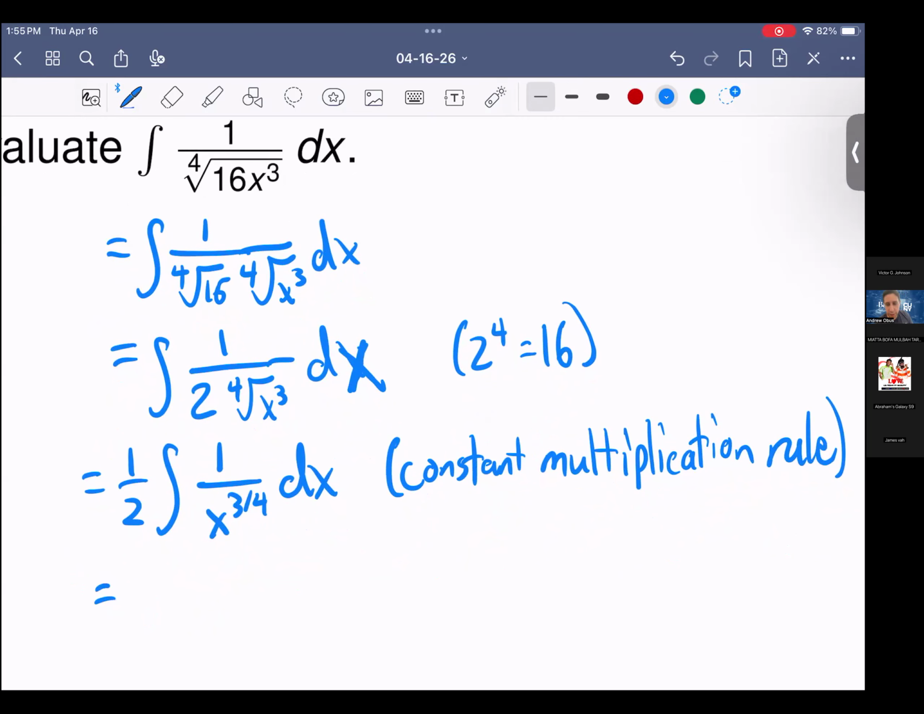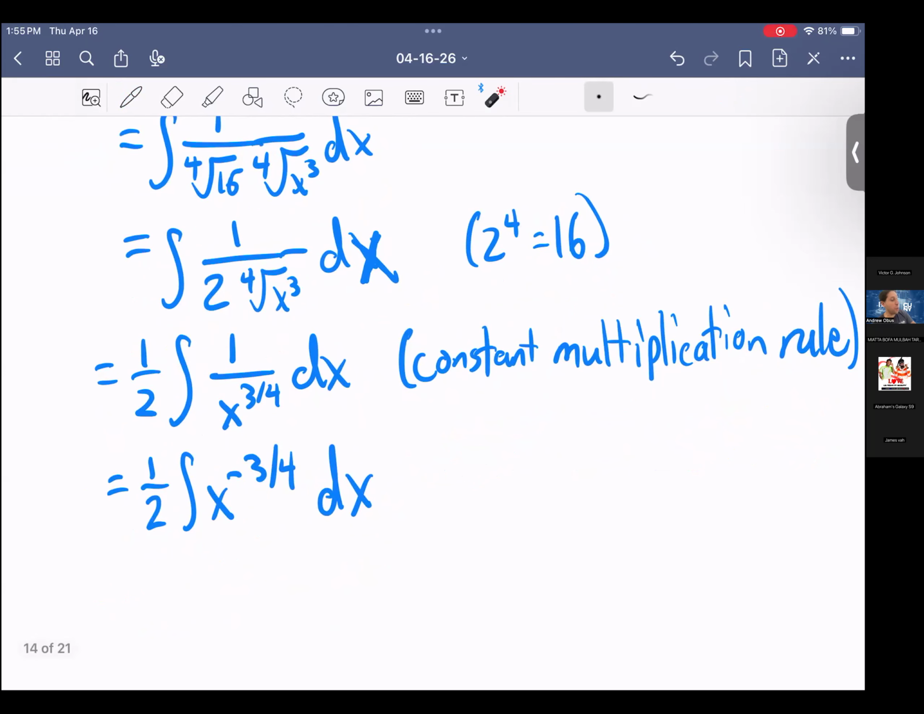And now we still need one more step before we can integrate. We know that 1 over a to the m can be written as a raised to the power negative m. So we can write that entire thing as x to the power negative 3 by 4. Exactly. So now this entire complicated expression is rewritten as just 1/2 times x to the negative 3 over 4.